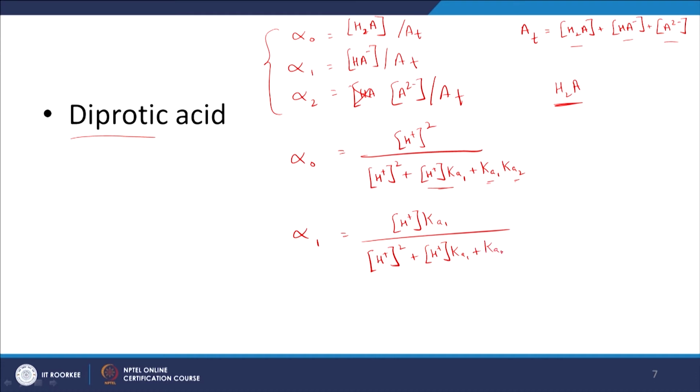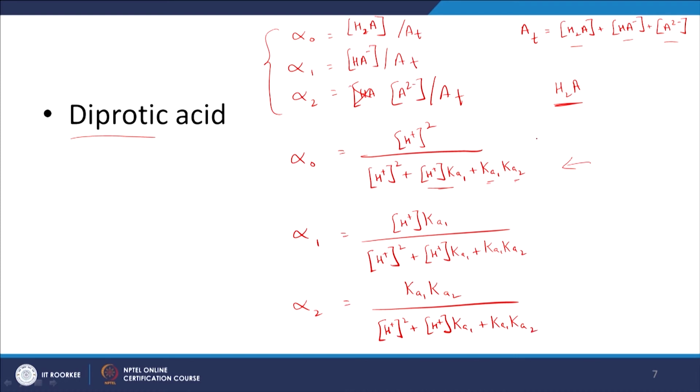plus Ka1 Ka2. Please notice the similarity of the denominator with the fractions we derived for the monoprotic acid, and how you can approximate your particular numerator too. Anyway, we can derive these, but these are straightforward equations. So, alpha 2 is Ka1 Ka2 by H plus squared plus H plus times Ka1 plus Ka1 Ka2.